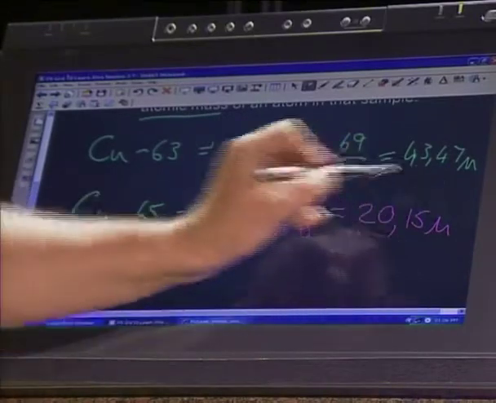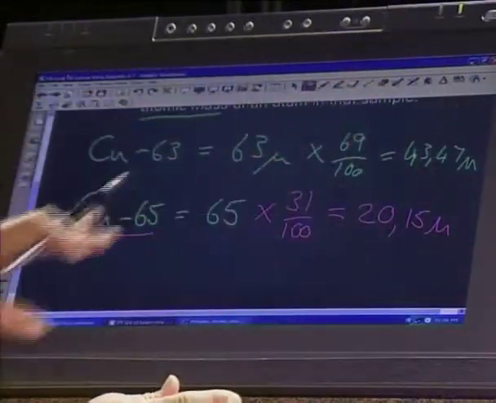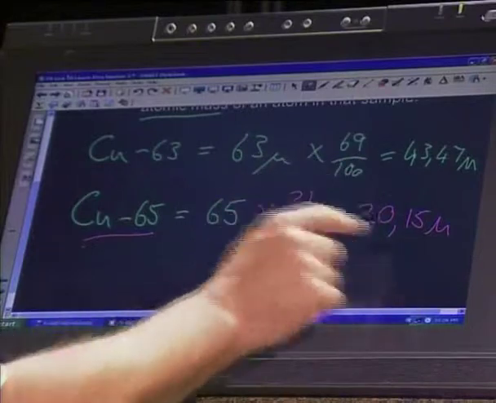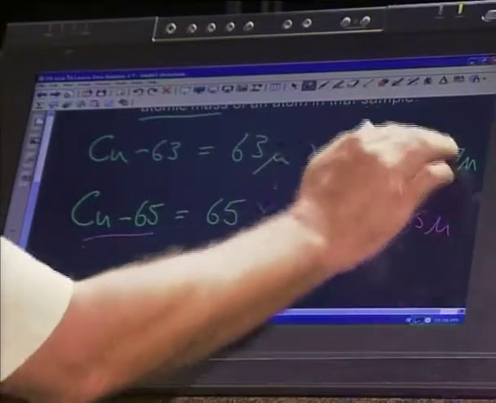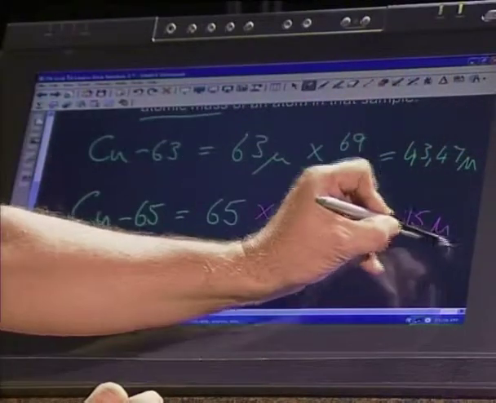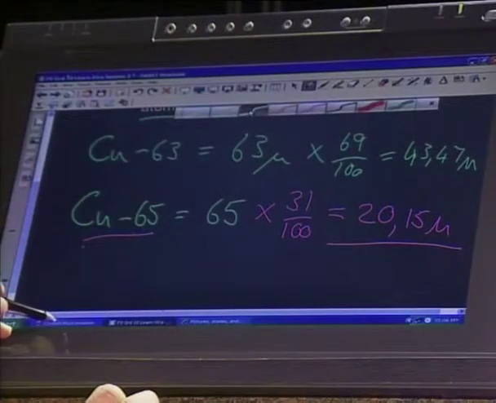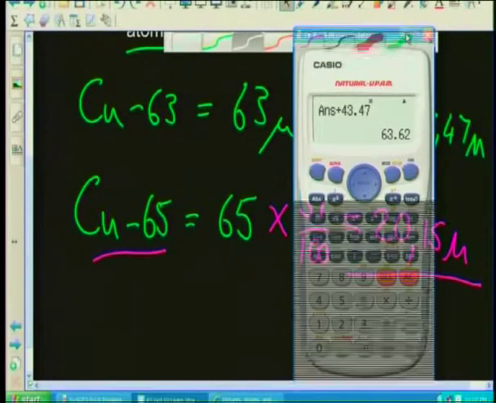What we need to recognize is that there's no way that a single copper-65 atom can have a mass of 20. No, this is the average within a percentage. So in a 100-gram sample, 20.15 grams would be of this substance, and 43.47 would be of that. What we've got to do to find the average mass now is add those things together. So let's use our calculator again: 20.15 plus 43.47, and that gives us an answer of 63.62.